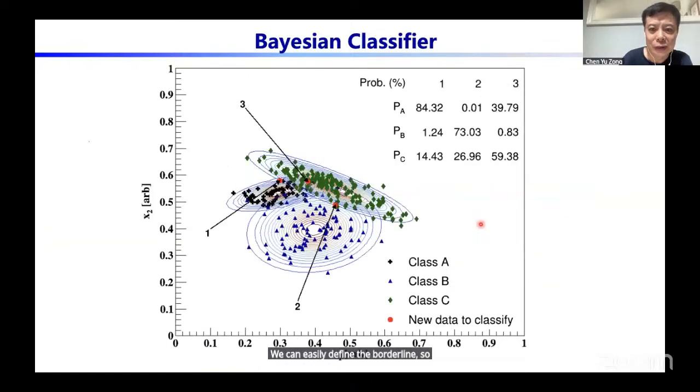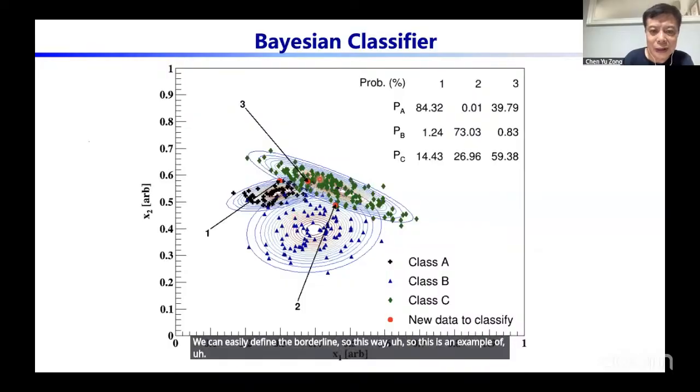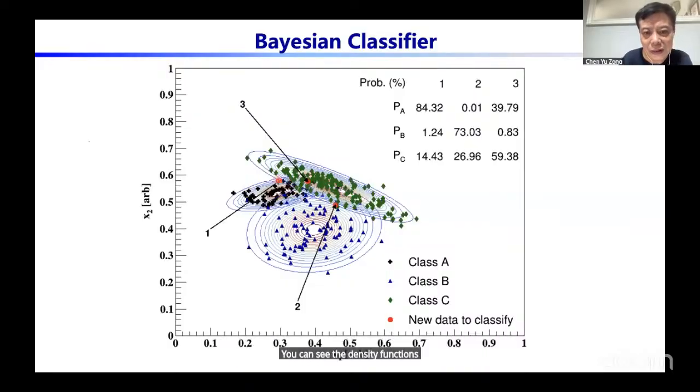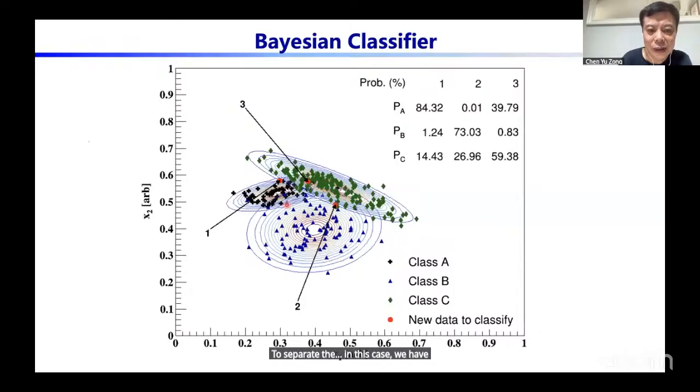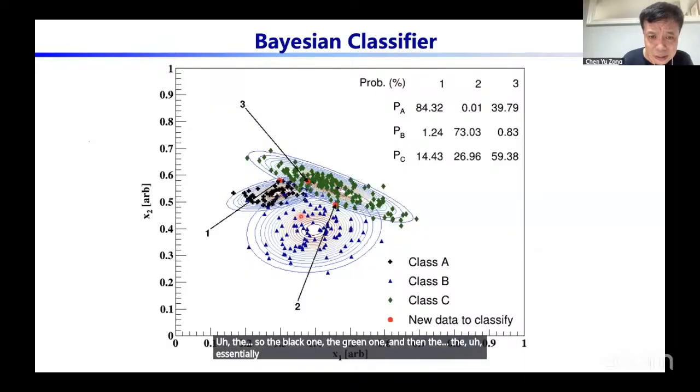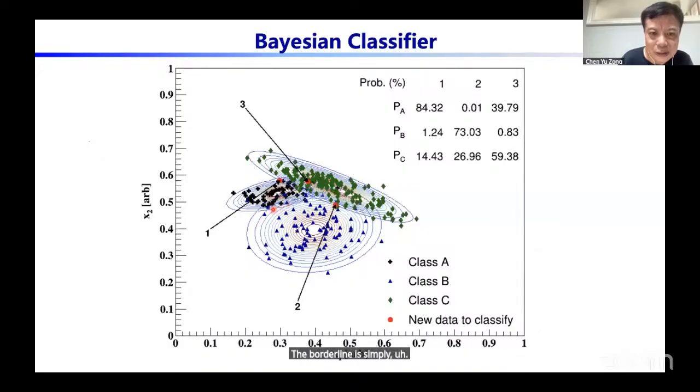And then based on the multiplication of these density functions, we can easily define the borderline. So this is the example where you can see the density functions, and then you can see how you can define the borderlines to separate, in this case, the three colored ones: the black one, the green one, and the blue one. So you can see the borderline is simply in the gulf between the mountains.